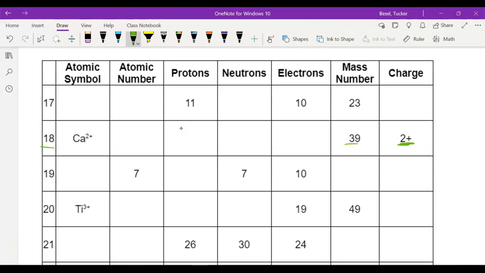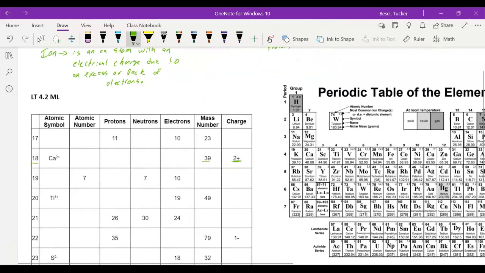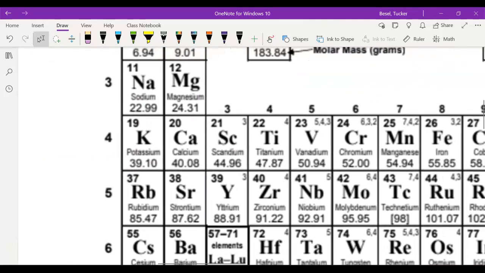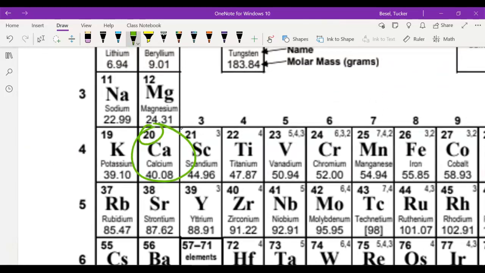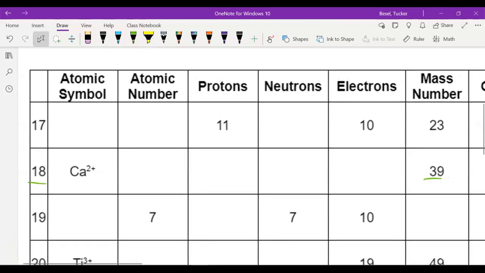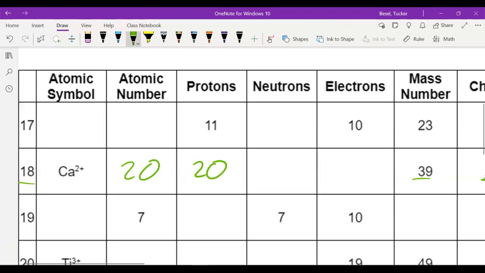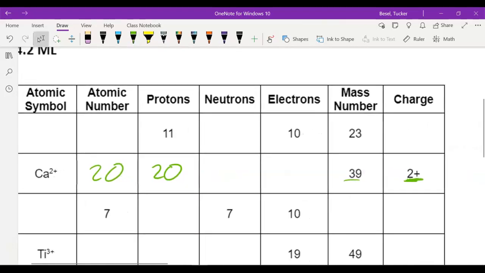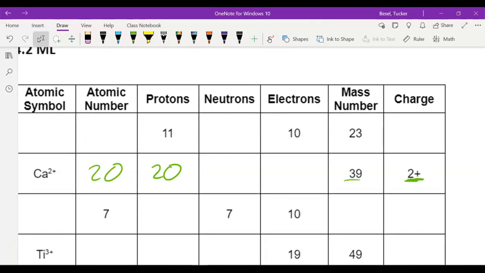Now calcium, it does not matter if it's an ion or what's going on here. Calcium will always have 20 protons. That will never change. The number of electrons could change, the number of neutrons could be different, but it has to be 20 for calcium. So when I come in here to do my protons, I'm going to write in 20. The atomic number is also 20. Okay. So now I have two things I have to figure out. Figure out my neutrons, and I have to figure out my electrons.